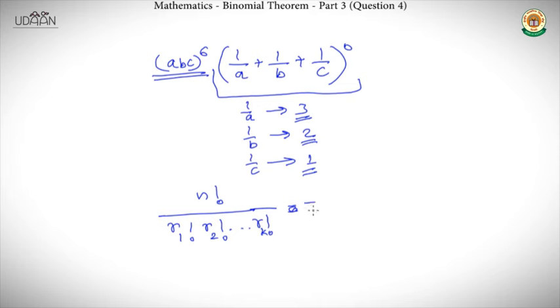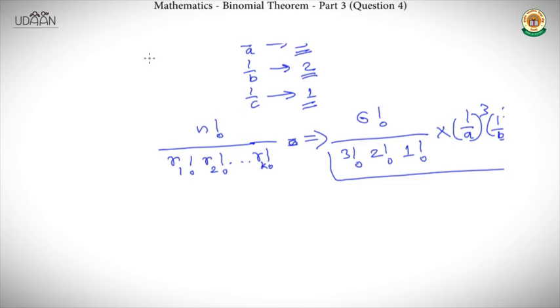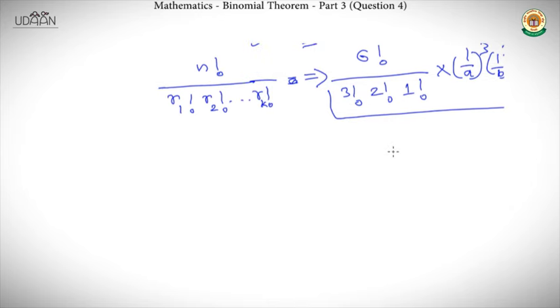So it will get to 6 factorial by 3 factorial into 2 factorial into 1 factorial, into (1 by a) whole raised to 3, (1 by b) whole raised to 2, (1 by c) whole raised to 1. This will be the entire term. So this term will get multiplied by this one. So we'll ultimately get the needed term, a cube into b raised to 4 into c raised to 5. And what is the coefficient of this?